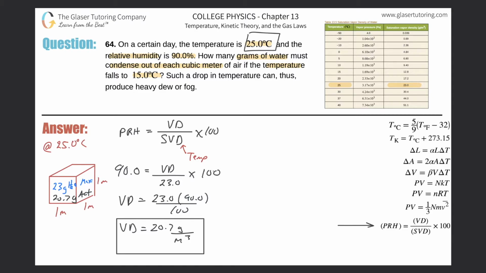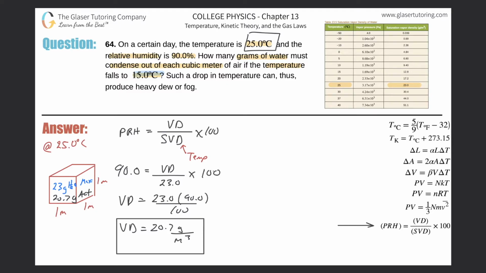All right. So now they're asking us how many grams of water must condense out. Ooh, that sounds scary, right? Don't worry about that. Let's just focus on the temperature. So the temperature now tells us, if the temperature falls to 15 degrees Celsius, what then is the maximum amount of water vapor in the air?